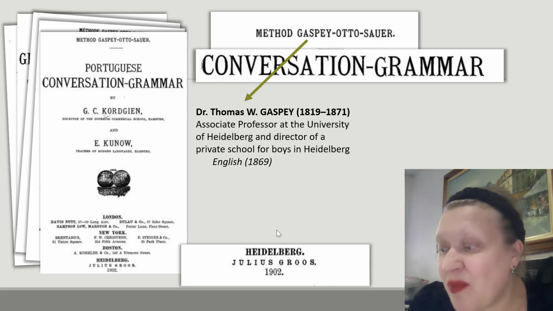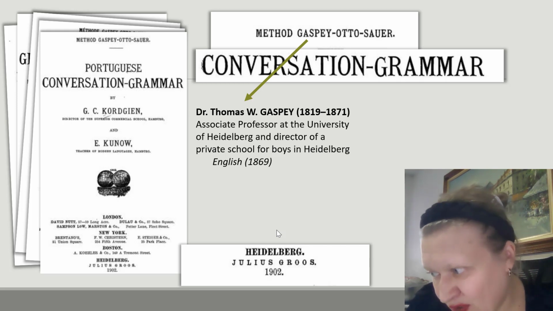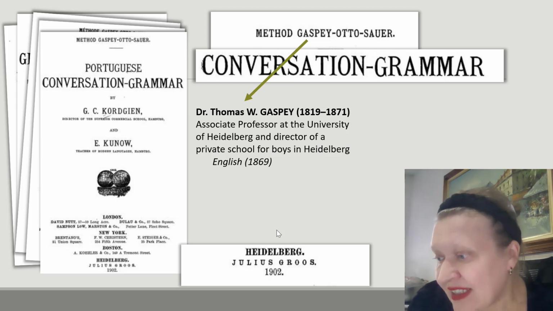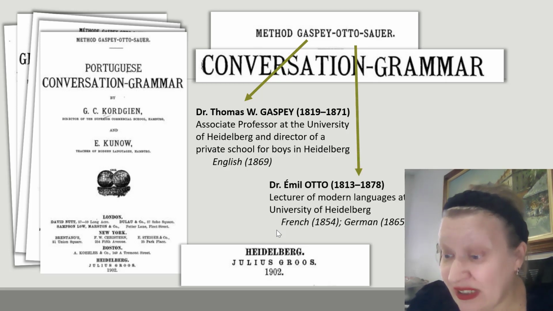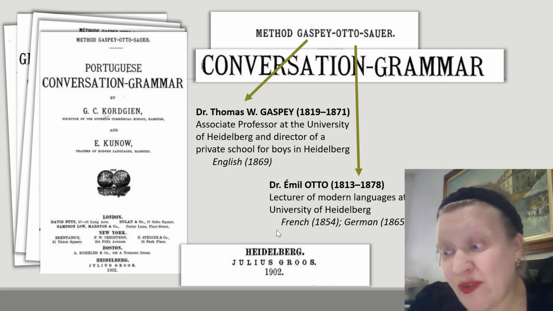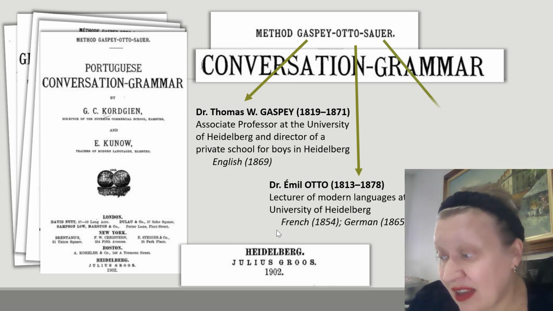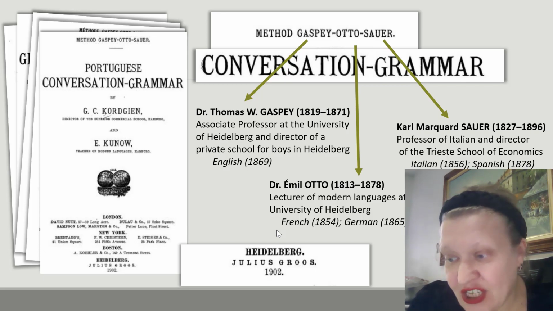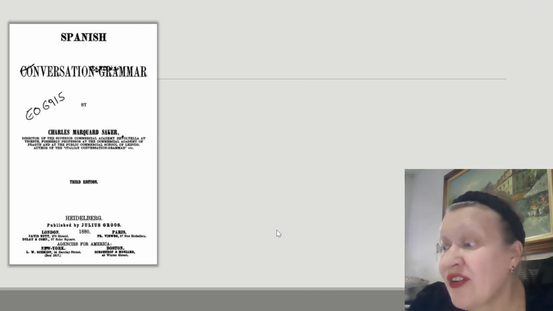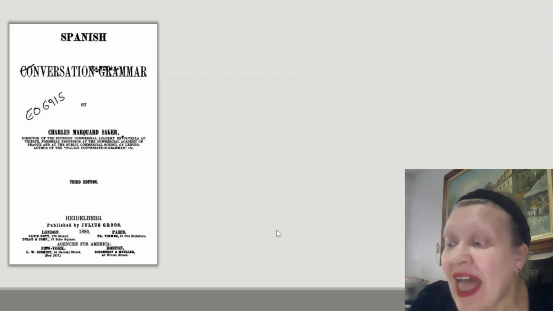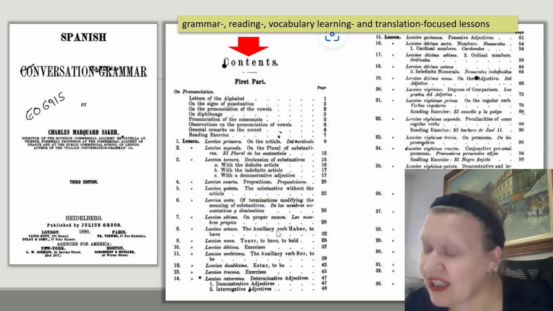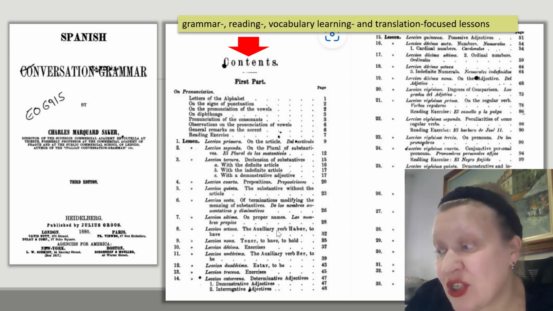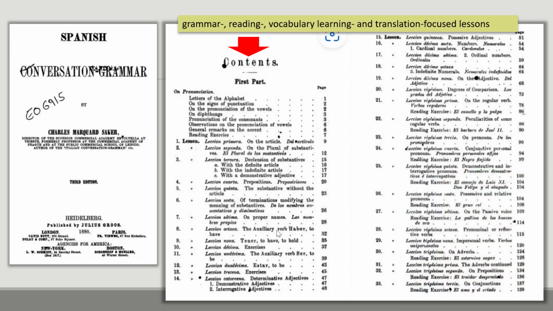The first was Dr. Thomas Gaspey, associate professor at the University of Heidelberg and director of a private school for boys in Heidelberg. He published English conversation grammar. The second was Emil Otto, lecturer of modern languages at the University of Heidelberg and the author of French and German conversation grammars. And the last one was Karl Sauer, professor of Italian, the author of Italian and Spanish conversation grammars. All textbooks published under the title Method Gaspey-Otto-Sauer had a similar structure based on grammar presentation, vocabulary learning, reading, and translation. As we can see, for example, in Karl Sauer's Spanish conversational grammar, published in 1880.